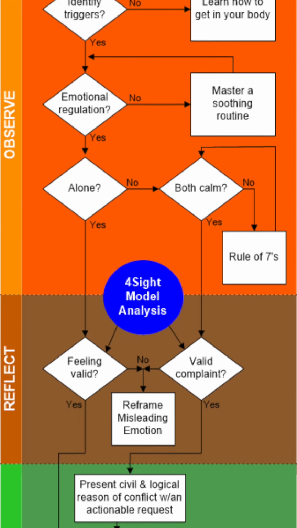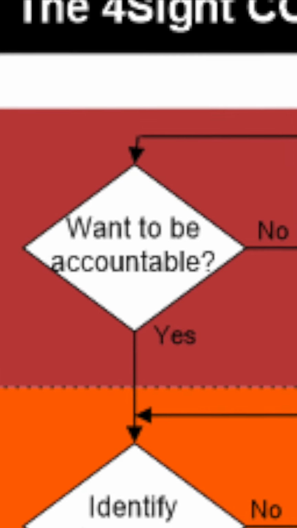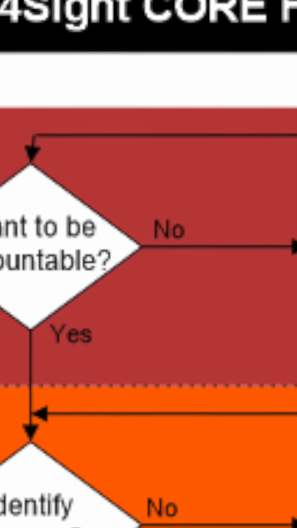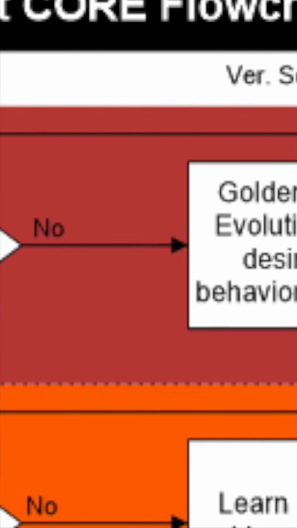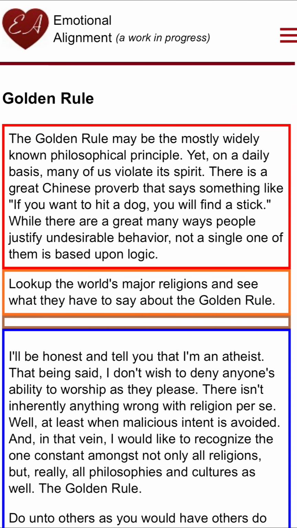Let's look at the first section, Commit. It starts with the question, do you want to be accountable? Now this may seem superficial, but it is actually really important because you are going to encounter people who don't believe their behavior is accountable to others. Now, as far as the corresponding process that talks about golden rule, potentially these are arguments you could use with this type of person, but in general, the whole purpose is to give you the philosophical basis for why our behavior is accountable to each other.